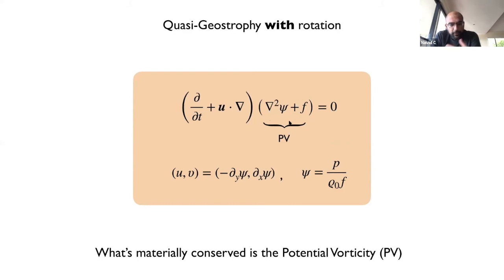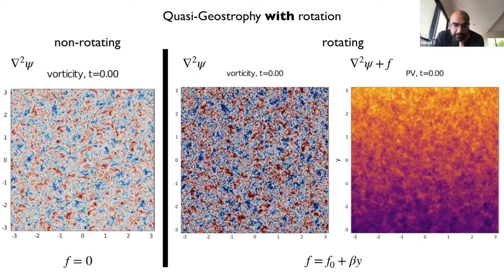the more complexity you add in the system, you can always find a quantity which you can call PV, potential vorticity, that is materially conserved in an inviscid fluid, and such quantities are really helpful for understanding how the dynamics of the flow will behave. So if we now allow some variation of the Coriolis parameter with latitude, we can see how that affects the structure of the flow.